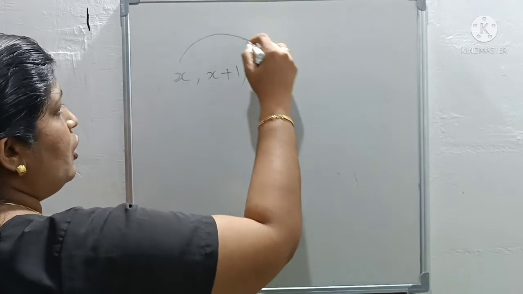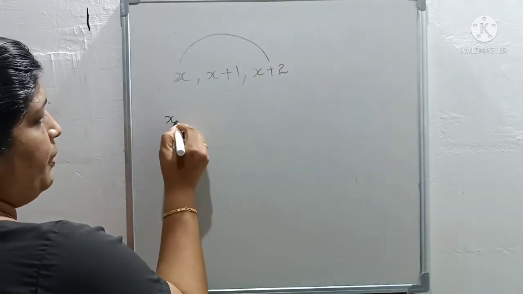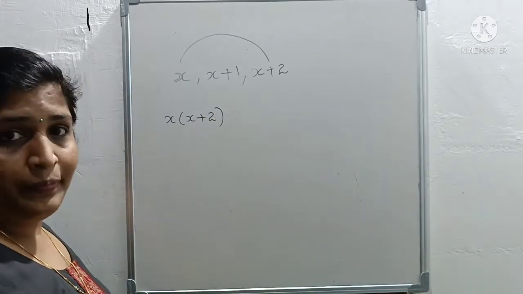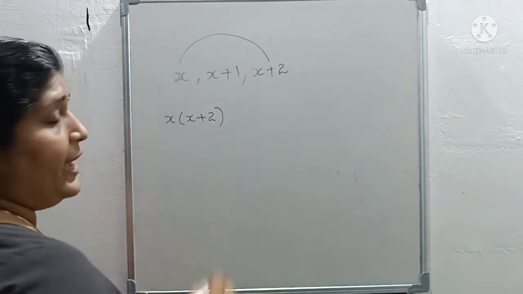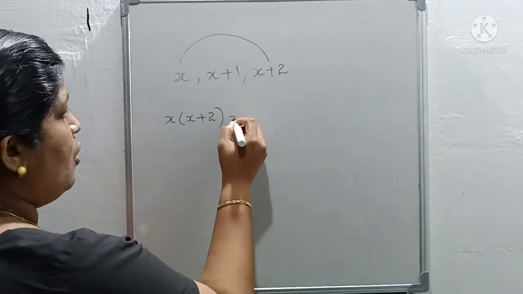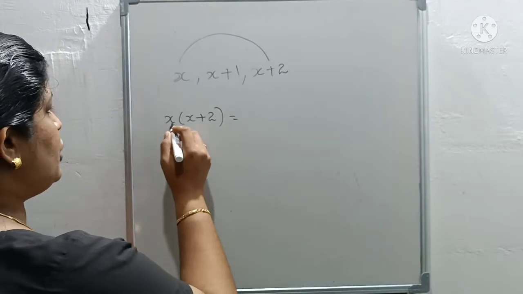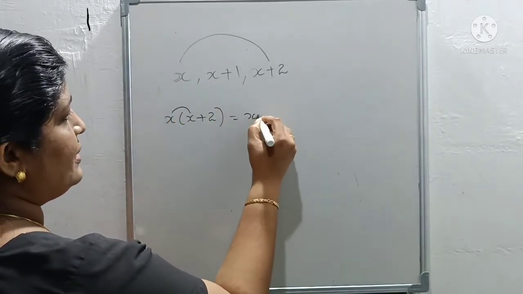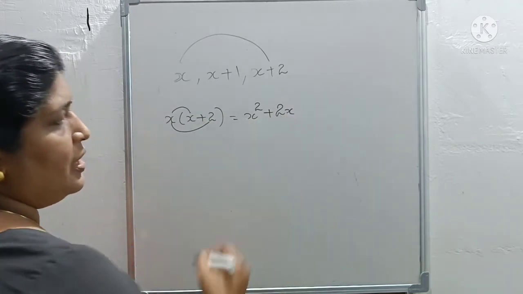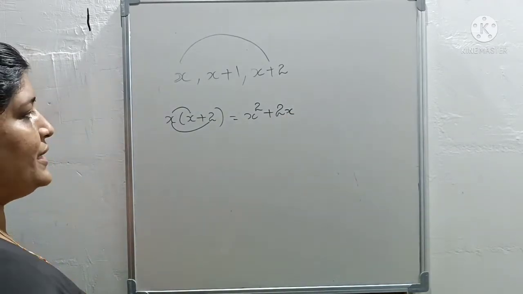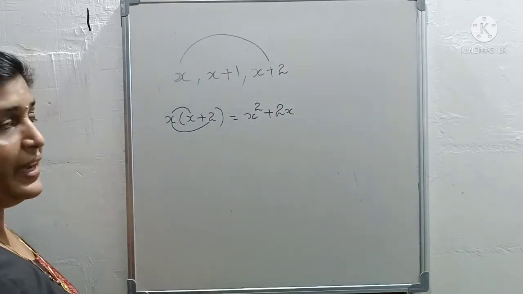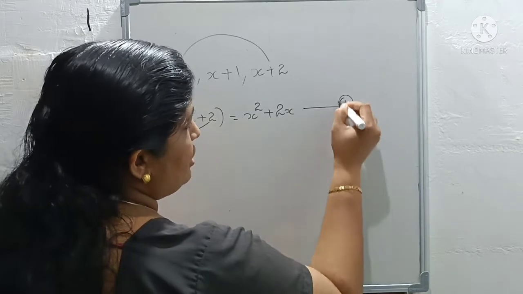Yes, the product of the first and last is equal to x into (x plus 2). What is x into (x plus 2)? x into x is equal to x square, and x into 2 is equal to 2x. Okay, x square plus 2x. So the product of first and last is equal to x square plus 2x. So we put this as equation number 1.